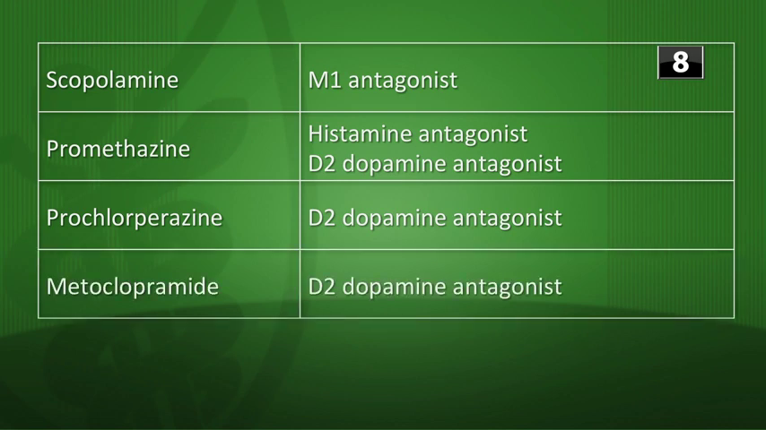Metoclopramide, also a D2 receptor antagonist. It's used often as a prokinetic to speed up the GI transit time. It's used in patients with things like diabetic gastroparesis.